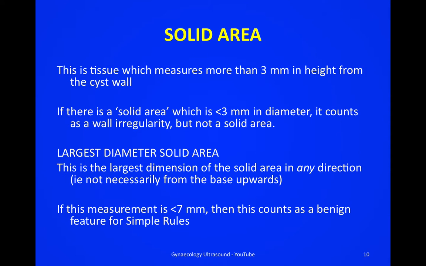Solid area is tissue which measures more than 3 mm in height from the cyst wall. If there is a solid area, but it is less than 3 mm in diameter, it counts as a wall irregularity, but not as a solid area. The largest diameter of the solid area is the largest dimension of the solid area in any direction, i.e. not necessarily from the base upward, not just in height. If this measurement is less than 7 mm, then this counts as a benign feature for simple rules.